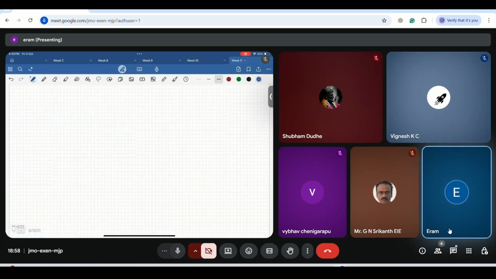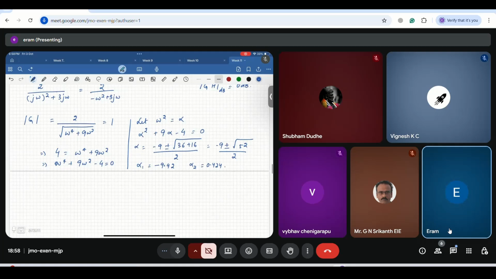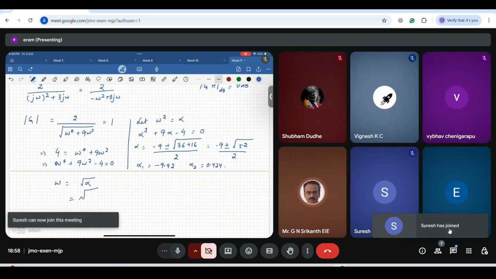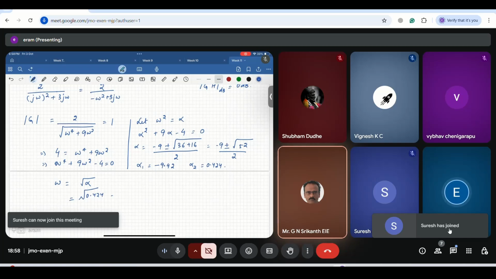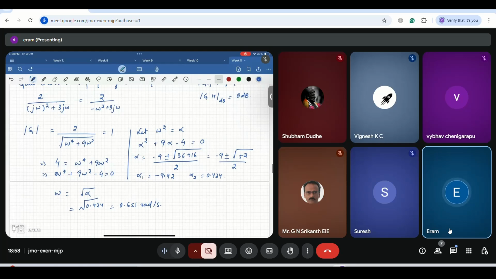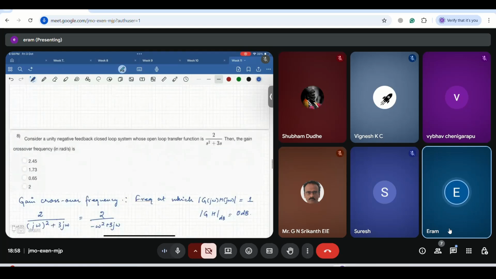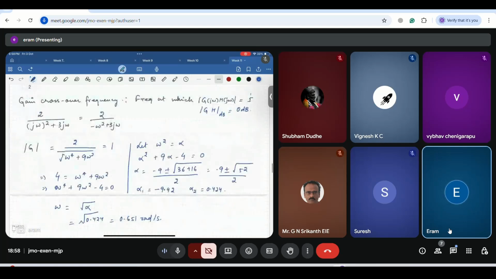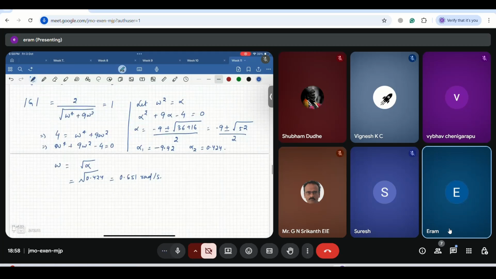Now if you have alpha, then your omega will be under root of alpha. So omega will be 0.651 radian per second. So at this omega, the magnitude of the transfer function is equal to 1. Okay, so that's what omega GC represents.